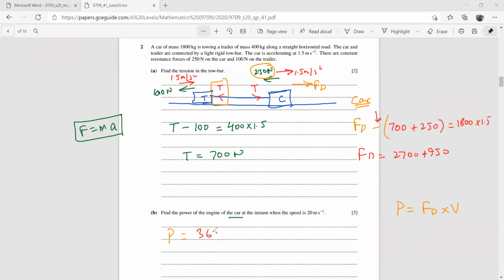This is 3650 times the speed that is given to us, that is 20 here. So I think that is 7300. Hmm? 73,000. Okay, 73,000 watts. I should always keep a calculator. I really make silly mistakes while calculating this. Okay, this is 73,000 watts. That is the power the engine is providing to the car.